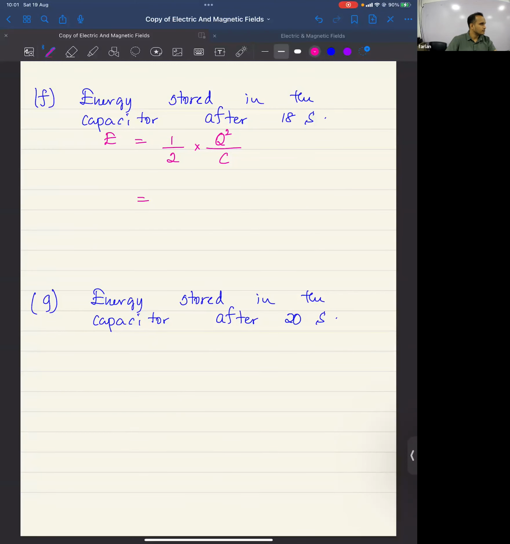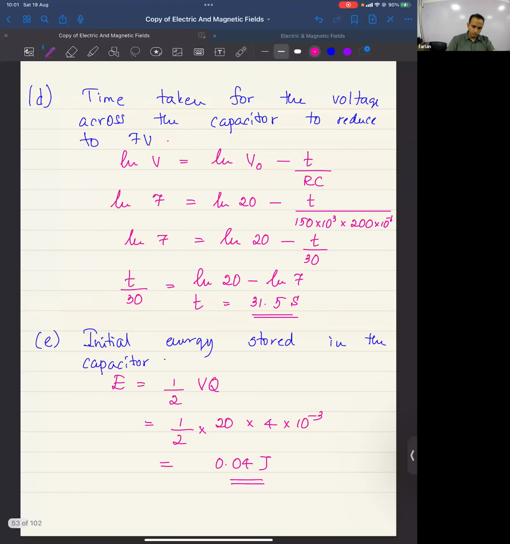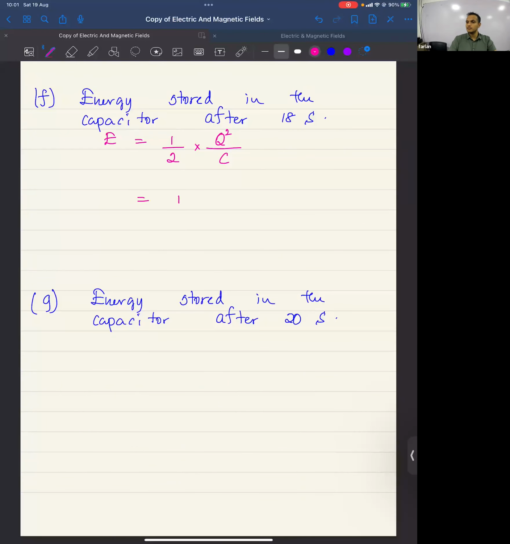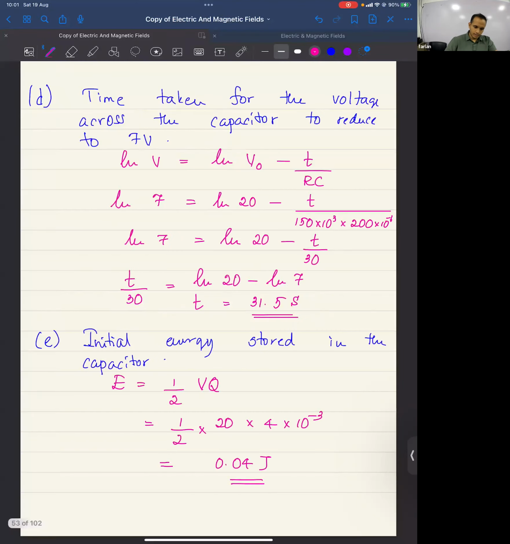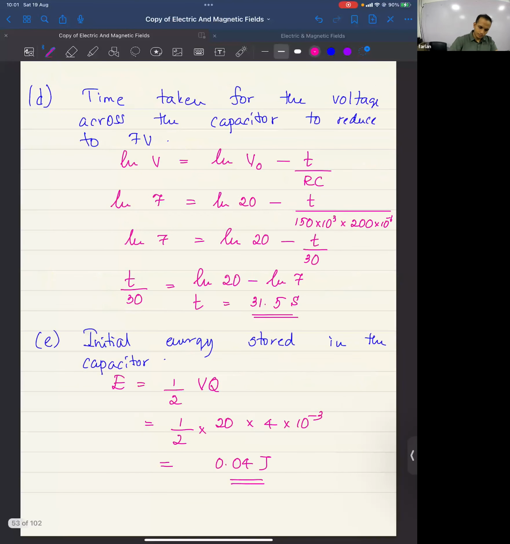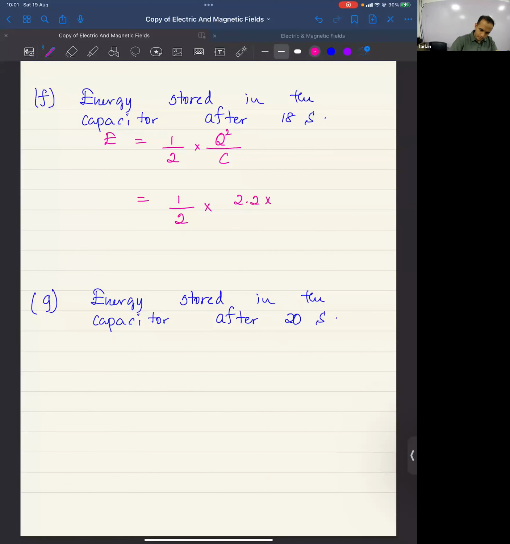Okay. So we know the voltage also, so why can't we use E equals half QV? When did you find the voltage? After 20 seconds we found. That is for 20 seconds. So we are calculating the energy stored in 18. So once again, I didn't do question number E, so once again. Can you go to E, sir, please?